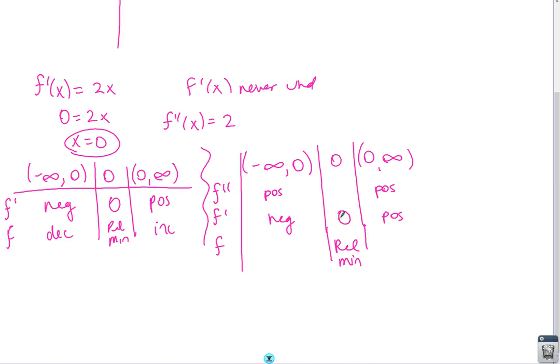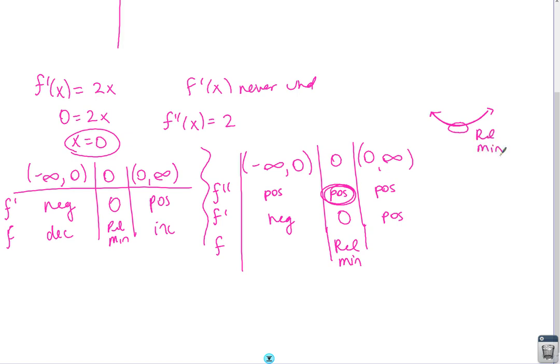Now, here's the cool thing. This number right here is a critical number, because that's where my derivative is equal to 0. What I can do is evaluate my second derivative at that critical number and determine if it's positive or negative. So f double prime of 0, well, f double prime of any number is positive. Because this is a positive number, that tells me my function is concave up at my critical number. If my function is concave up at my critical number, that means this has to be a relative minimum.